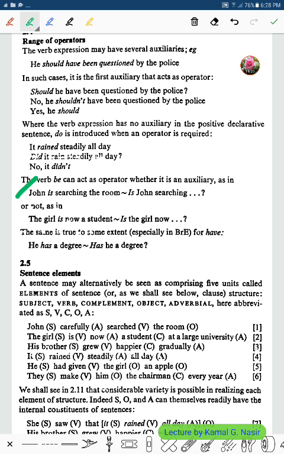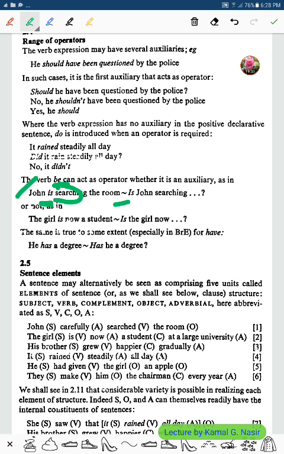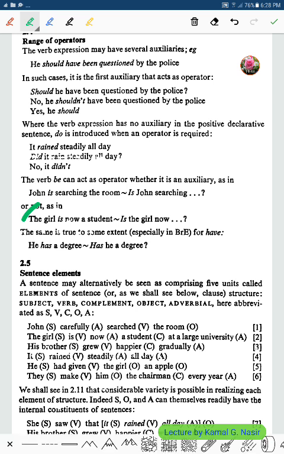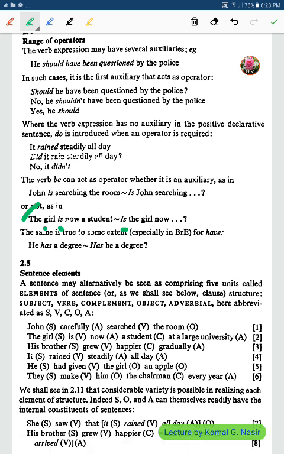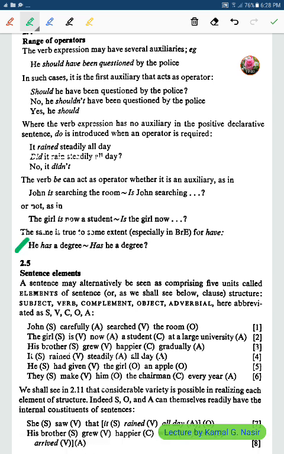If you wanted to make a question, then: John is searching the room. Is is one of the forms of be. If you wanted to make a question about this sentence, what do you say? Is John searching? And the answer will be yes or no. The girl is now a student. Is the girl now a student? This is the third type of operators or auxiliaries.